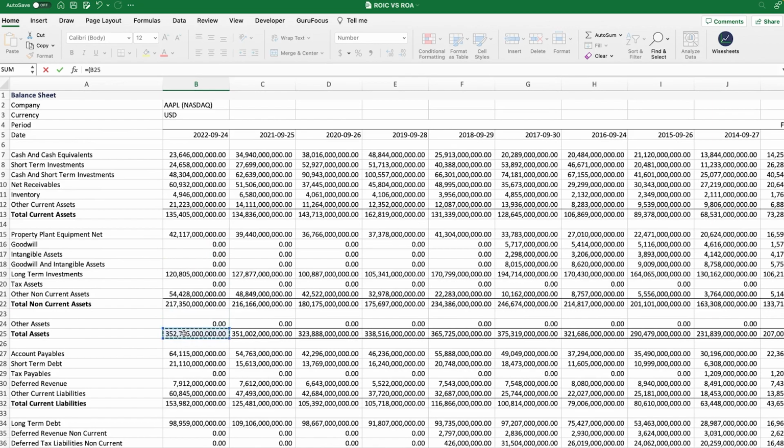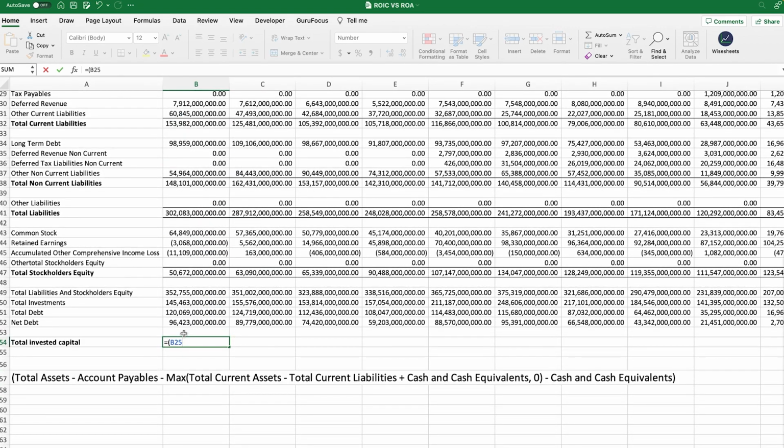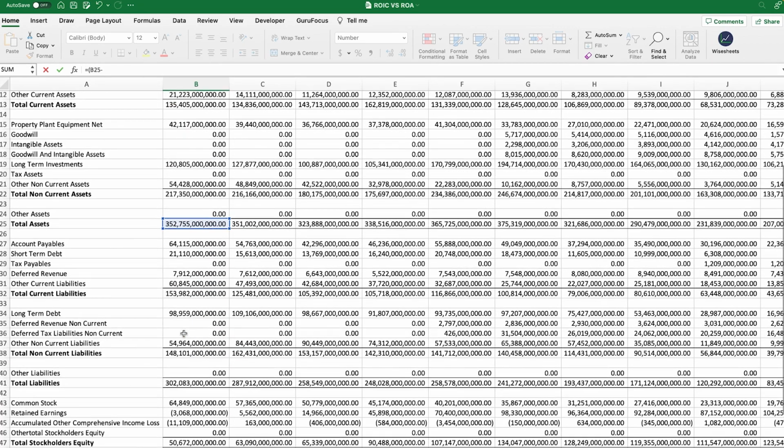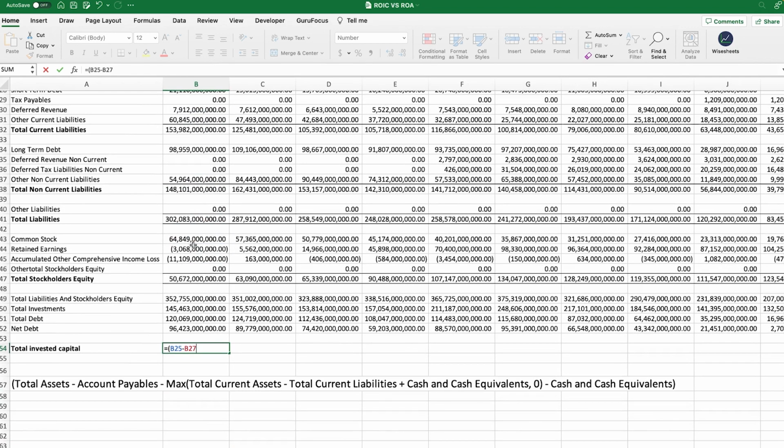So here, total assets. And now the next step is to subtract the account payables of the company, which we can find right here. And then we're going to take this minus the max. This max part is to make sure that you don't have negative numbers, which can happen depending on the values that you have inside of this.